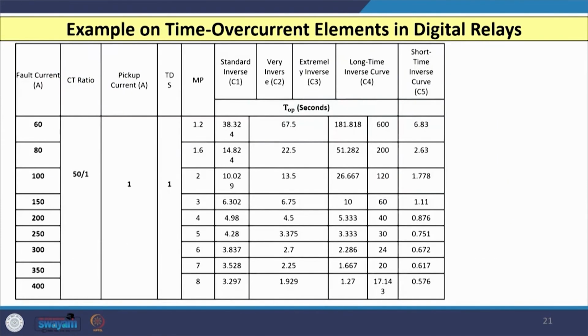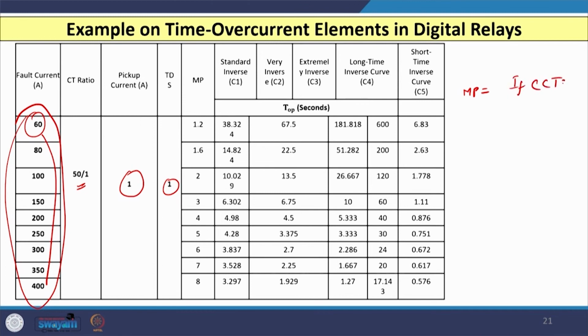Now, with this background, let us see one example. Here in this example I have considered different values of fault currents in ampere starting from 60 to 400 ampere. I have considered CT ratio as 50 by 1, pickup current as 1, and TDS value is also taken as 1. So, the first thing is I wish to calculate the value of MP. MP is nothing but my fault current referred to CT secondary divided by pickup current.